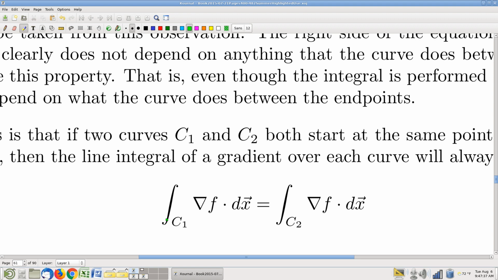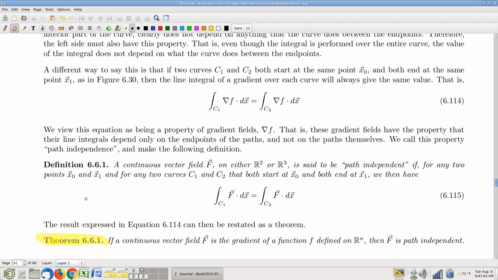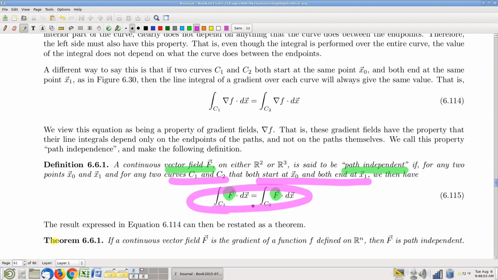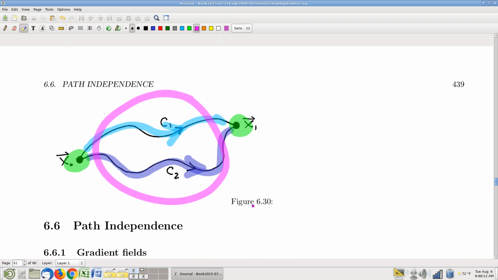Okay, so I want to write this down as a property, something that I can give a name to. If you have a vector field, we say it's path independent if it has this feature that whenever you have two curves that have the same starting and ending points, their line integrals are always equal. And of course, it's very important that the curves have to start and end at the same point. Notice in the picture the curves start and end at the same point. The whole argument would have never flown in the first place if those curves had not started and ended at exactly the same points.